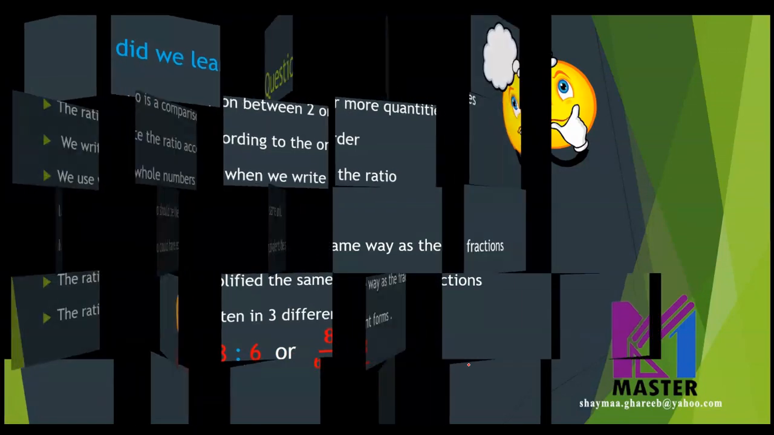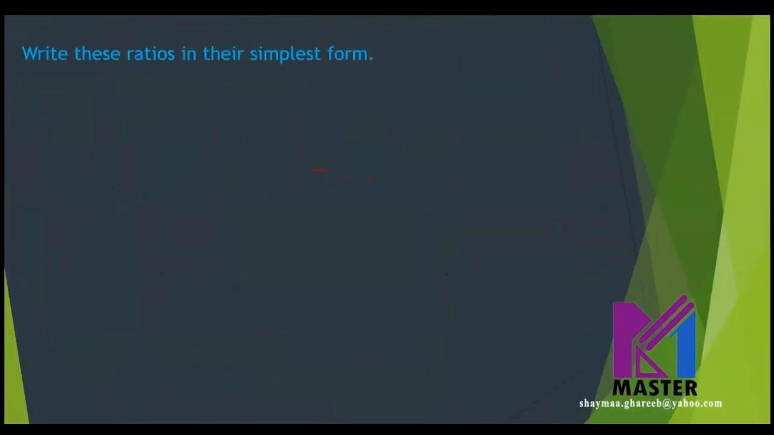Okay? Now, let's have some questions. Write these ratios in their simplest form. I have 8 to 6. To simplify, we are going to divide both numbers. If I divided both of them by 2, I will get 4 to 3. Now 9 to 12, I can divide both by 3. 9 divided by 3 is 3. 12 divided by 3 is 4.